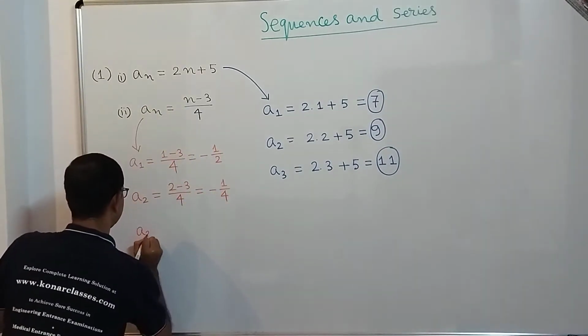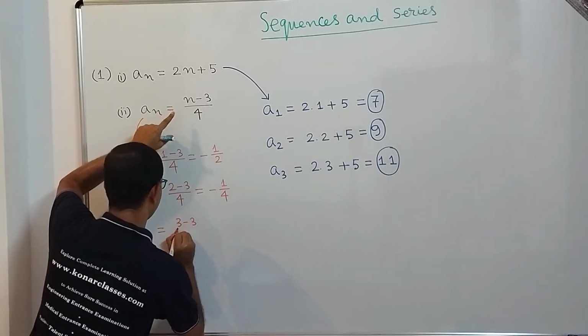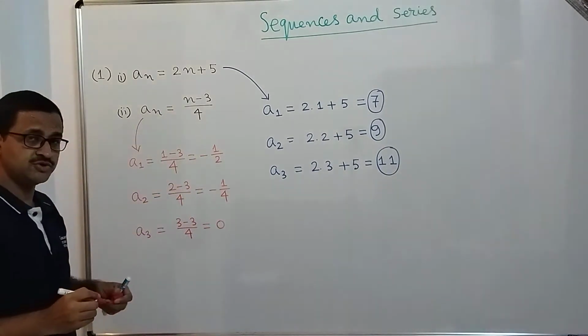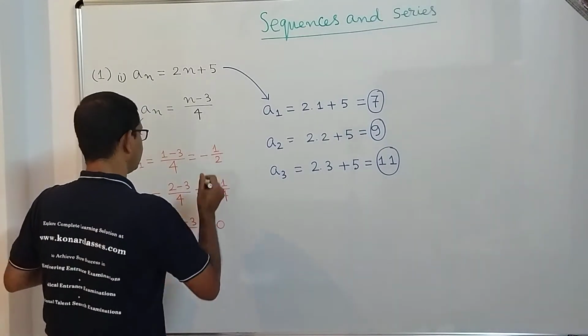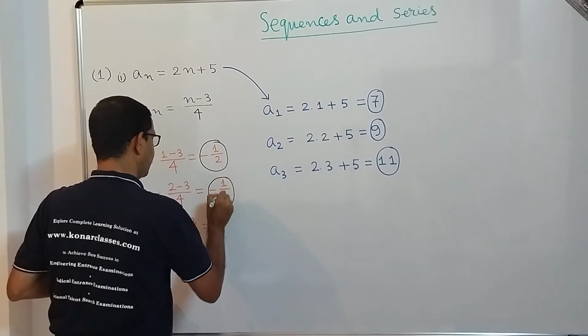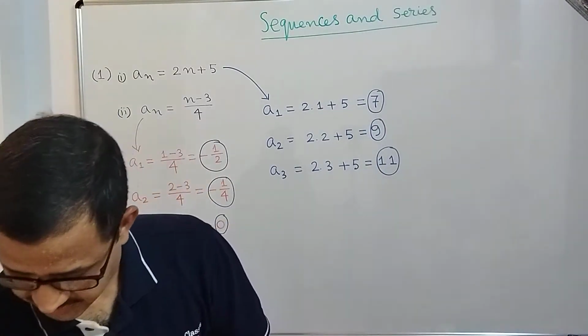What will be a3, dear students? a3 will be (3 minus 3) divided by 4, that is 0 by 4, that is equal to 0. So these are the first three terms. The first term is minus 1 by 2, second term is minus 1 by 4, and third term is 0. Okay, so now let's proceed to the next question.